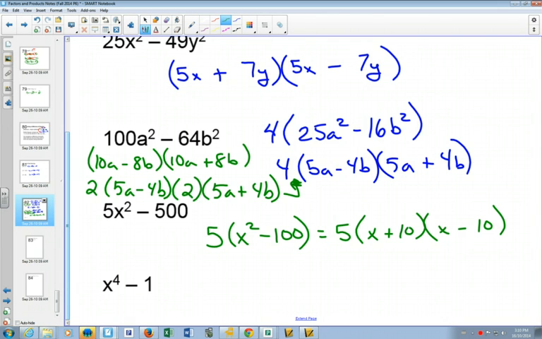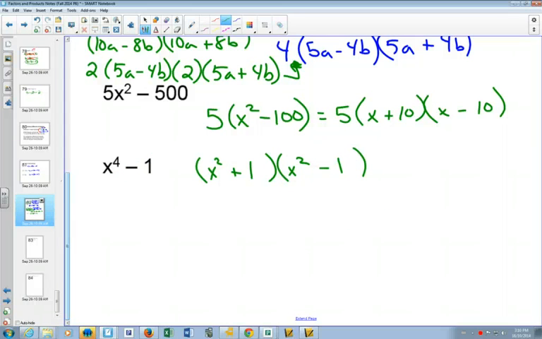X to the 4 is a perfect square. What times what is x to the 4? X squared and x squared make x to the 4. Then we would have plus 1 and minus 1. And if this was on a quiz, I would make this question out of 2 marks. And we currently would get 1 out of 2. What's wrong?